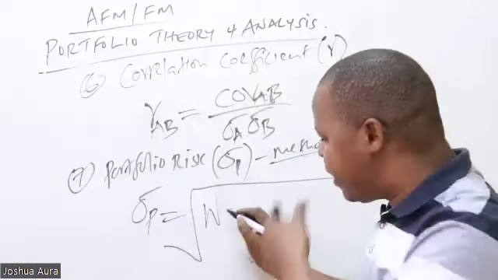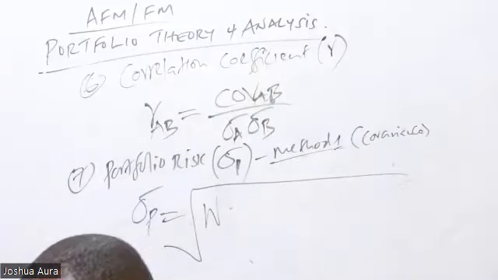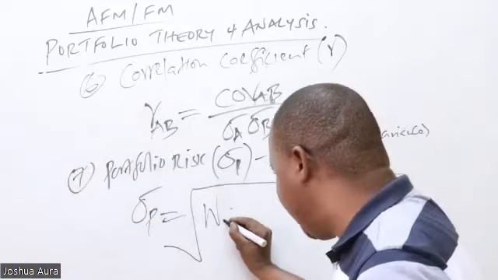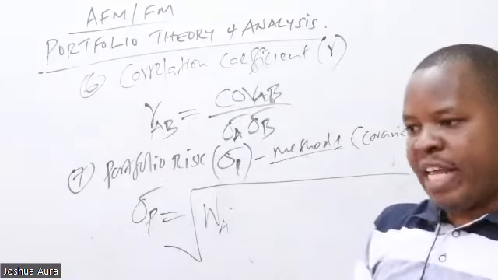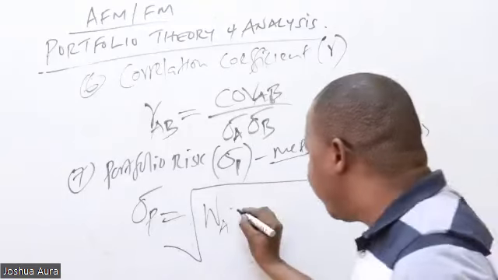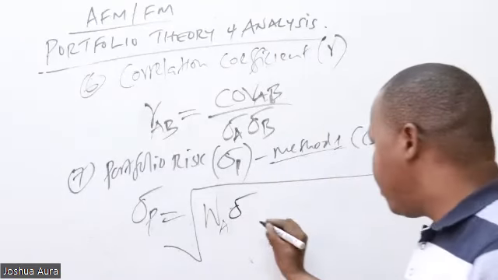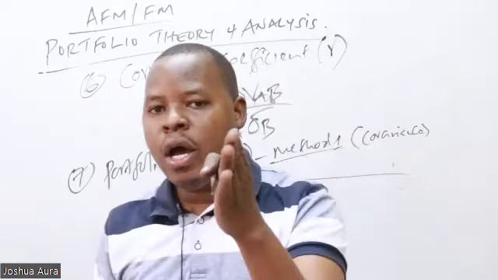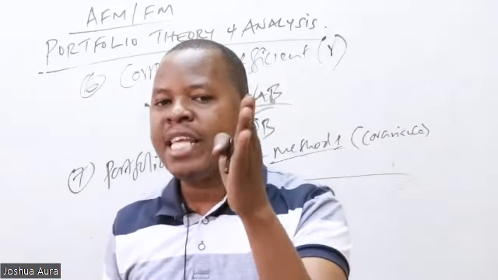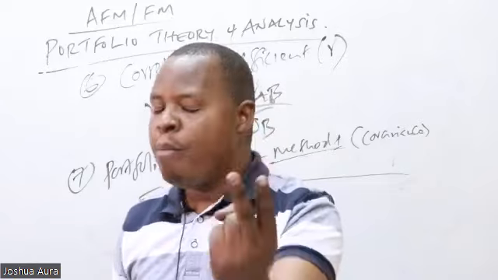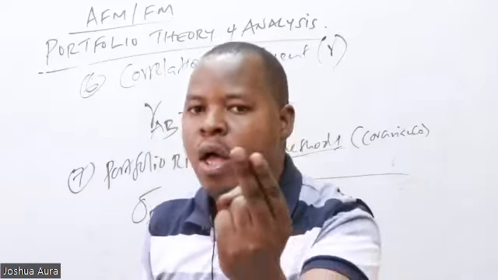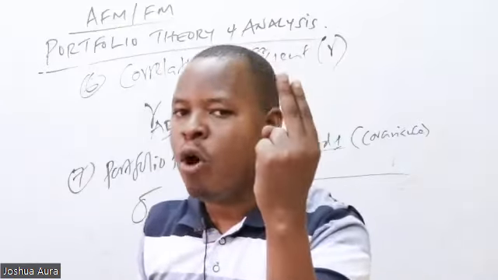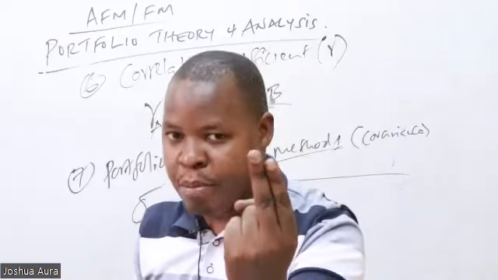So now you will start with the weight of security A, then the standard deviation of security A, plus. Now imagine the examiner has given you 2 securities only. I'm working with a 2-security portfolio investment.